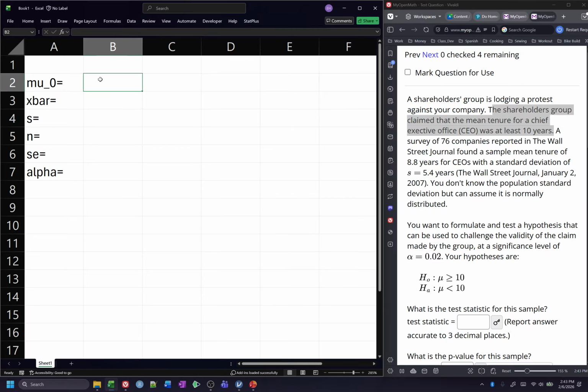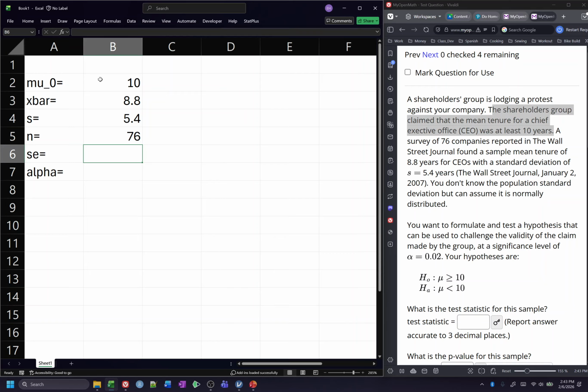So the hypothesized mean that was given to us, this baseline claim, was 10. It's what you put in your null hypothesis. The sample mean that they found was 8.8 years, so we'll put 8.8 here. For s, our standard deviation, we'll do 5.4. Our sample size was 76.